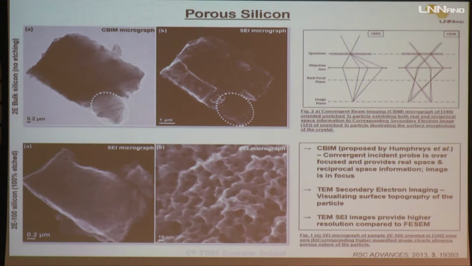One is bulk silicon, which is an unetched sample. And the other one is an etched sample, after undergoing some etching process. So here, I try to use convergent beam imaging.